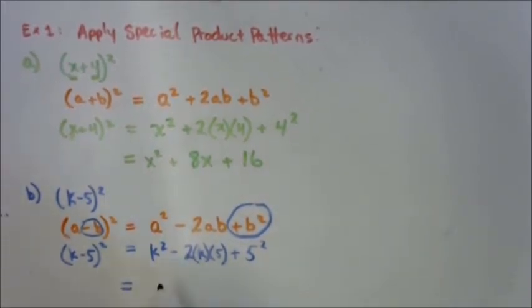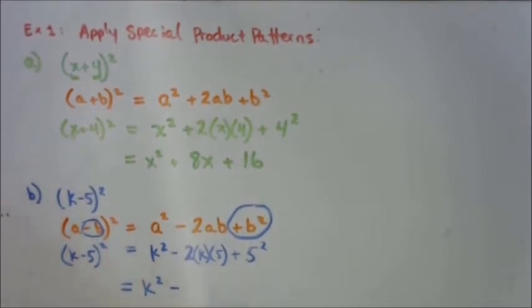Alright, next step. K squared. You go ahead and do the middle term, please. 2 times 5 times k. Should have minus 10k. Yeah. And the third term, 5 squared, 25. Done.